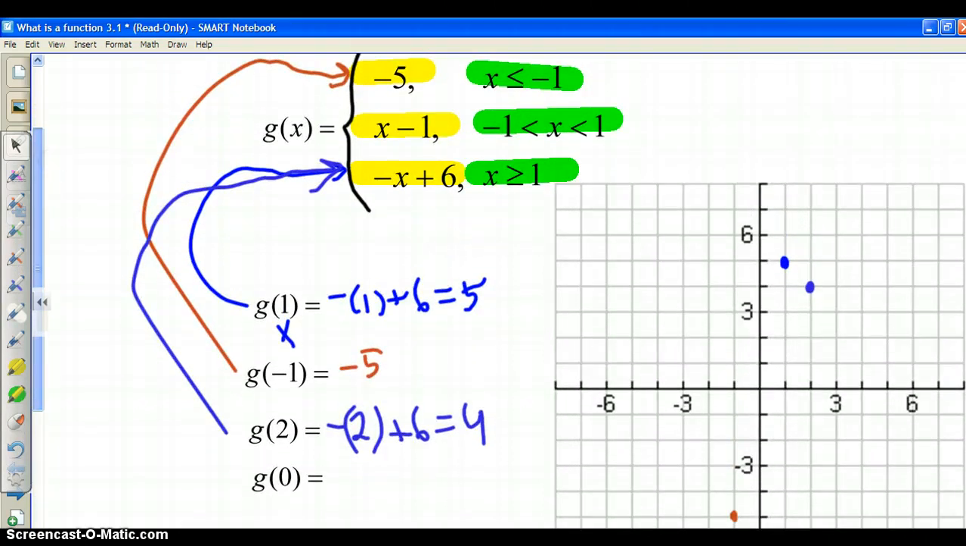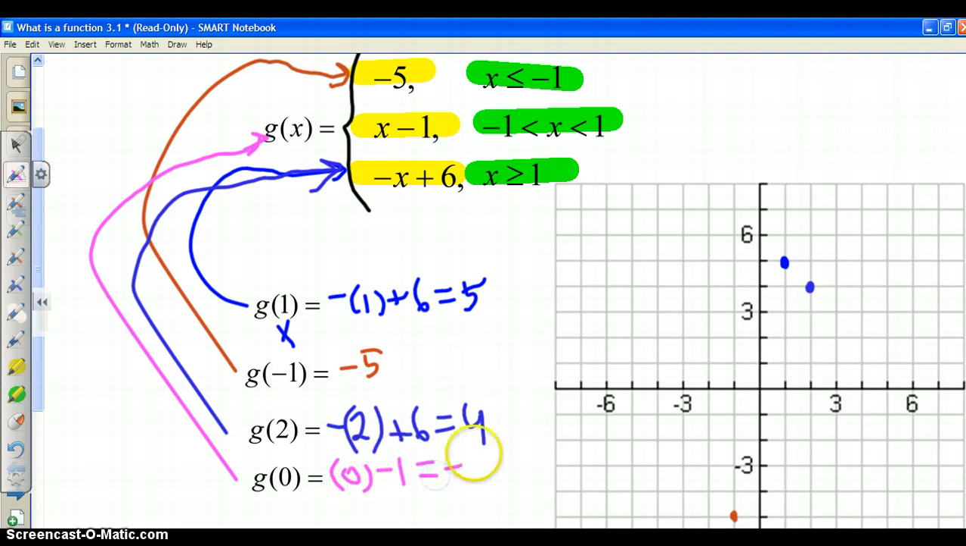Okay, so if we plug in g of 0, we're plugging 0 in there for x. So look, is 0 smaller than negative 1? No. Is it bigger than 1? No. It's in between negative 1 and 1. So it's definitely that middle case here. So I'm going to plug this one into the middle function. If I plug in 0, it would be 0 minus 1, which is negative 1. So I get 0, negative 1.